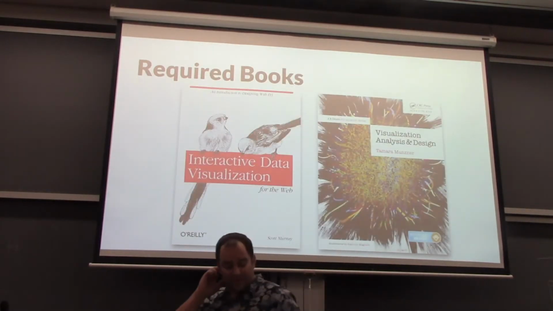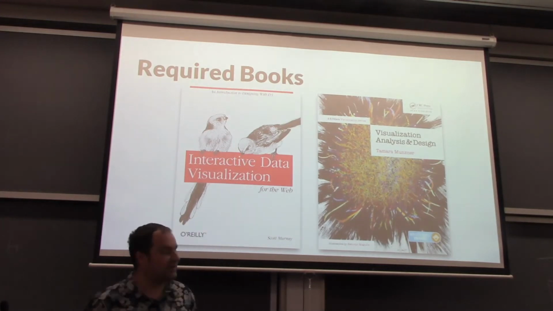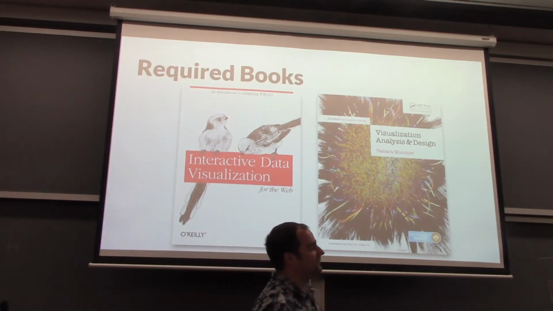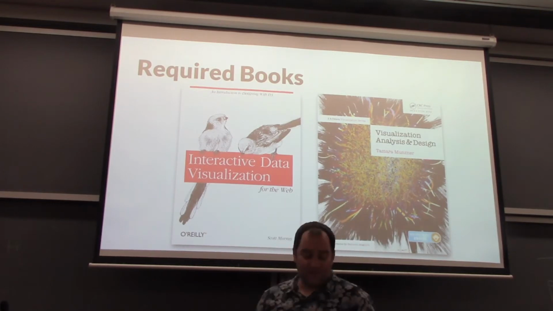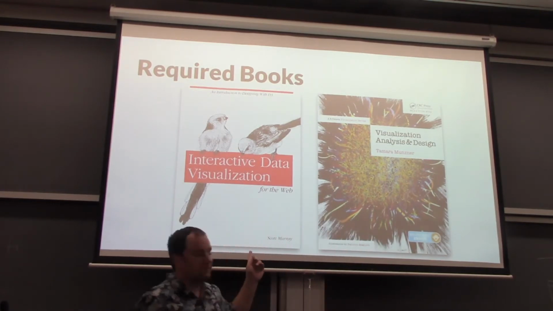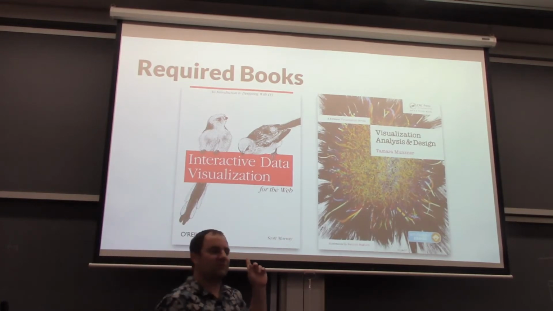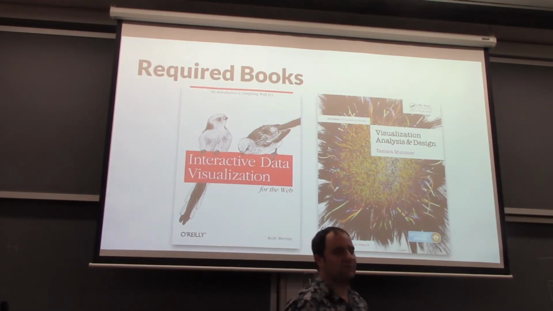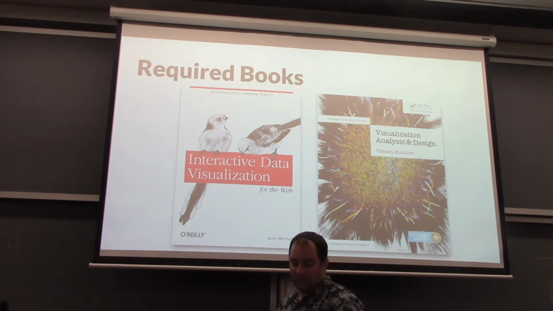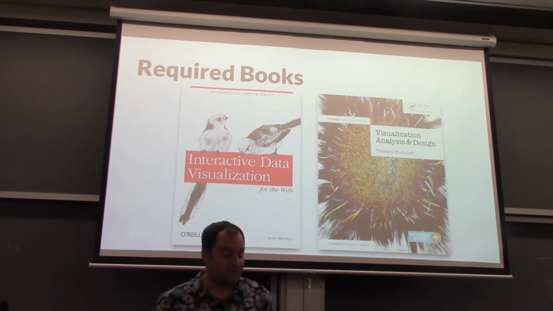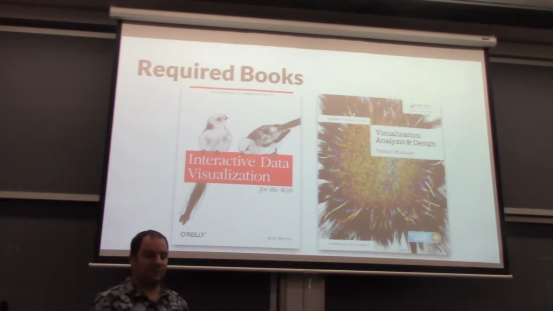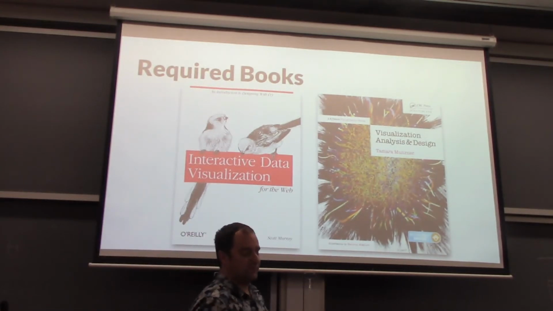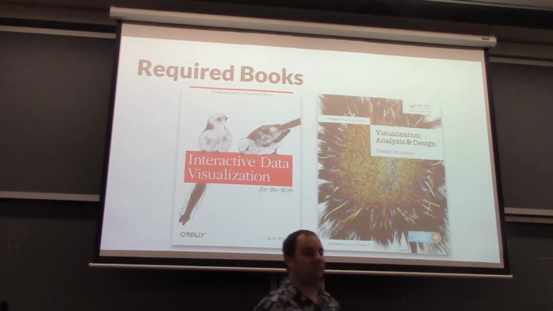So these are the 2 required textbooks. Both of them are actually available to read on your computer for free on campus, provided by the library. This is the Interactive Data Visualization book. This is the old picture. A version 2, a 2nd edition, was just published at the end of August. And that 2nd edition is important because it covers D3 version 4, which we will be using, compared to this book that covered D3 version 3.